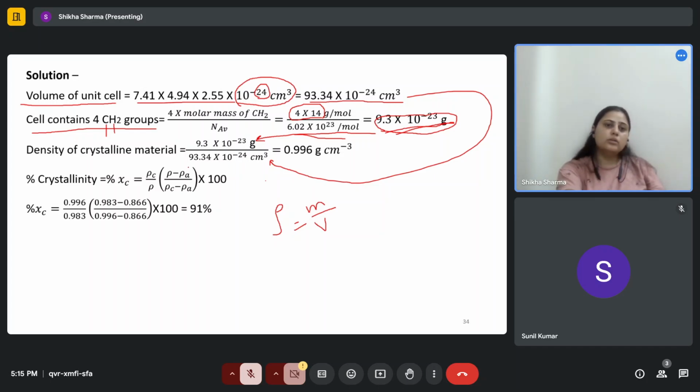Now, how to calculate the crystallinity percentage? Percentage crystallinity is equal to rho C, the density of the crystalline part, divided by the semi-crystalline part density, multiplied by the semi-crystalline part density minus the amorphous part density, divided by the crystalline part density minus the amorphous part density, into 100, right?